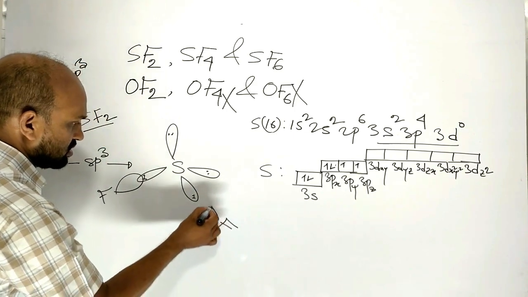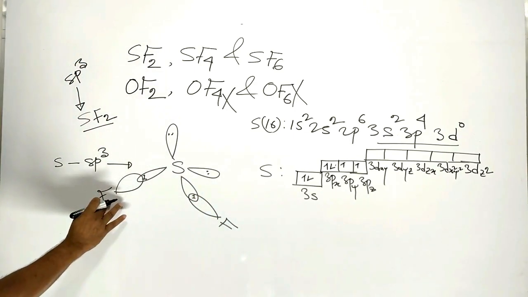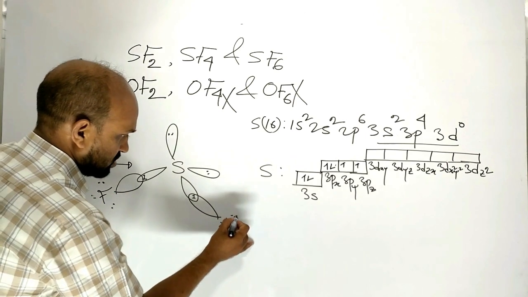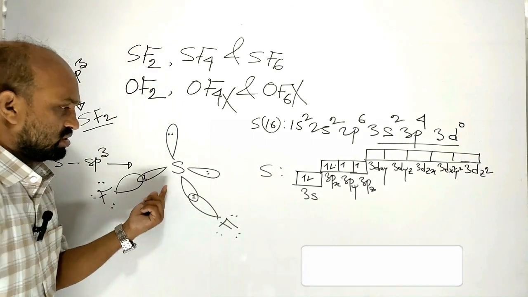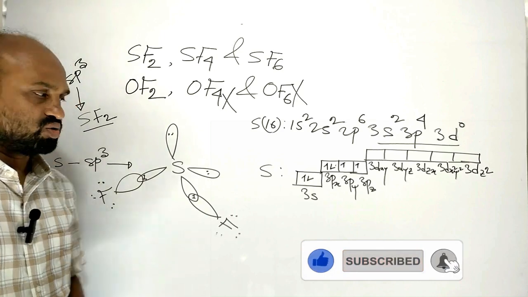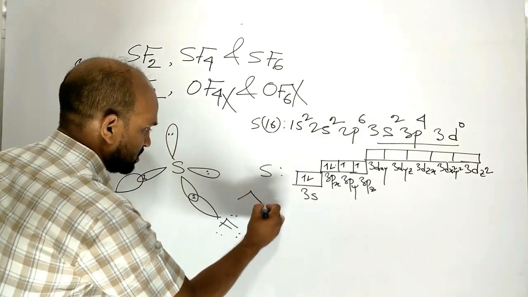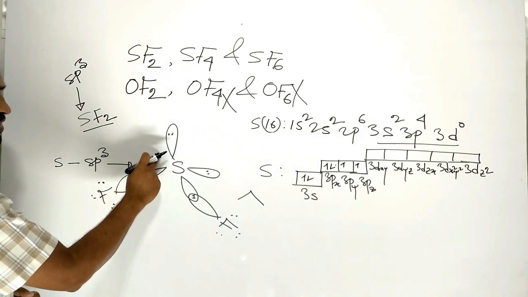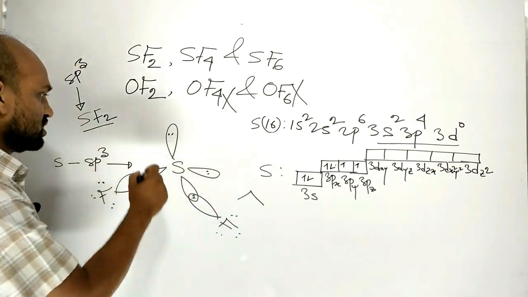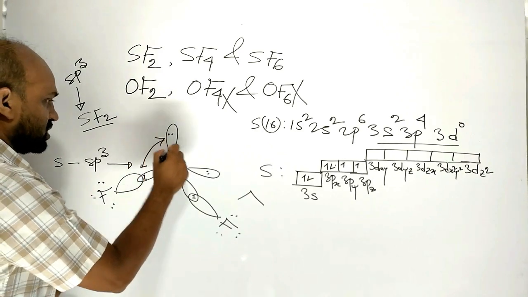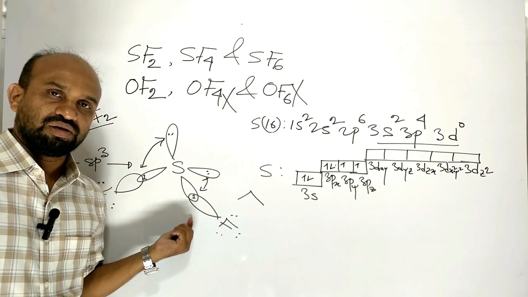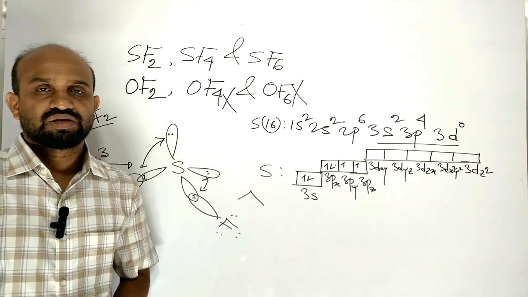Here fluorine, and fluorine contains 3 pairs of electrons. So this is the compound sulfur difluoride, which is V-shaped because here sulfur contains 2 lone pairs of electrons. Here lone pair bond pair repulsion occurs. That is why this molecule gets a bent shape.